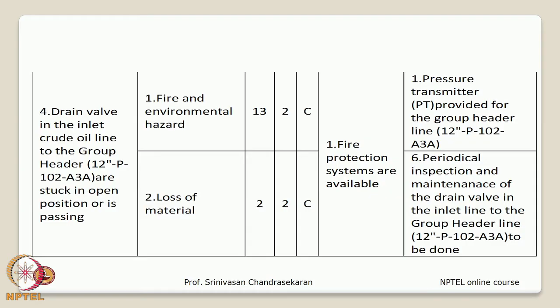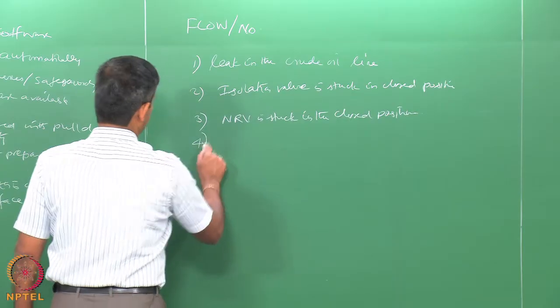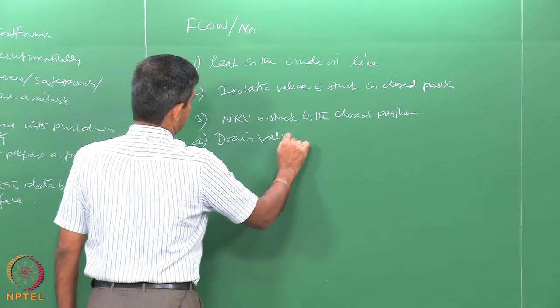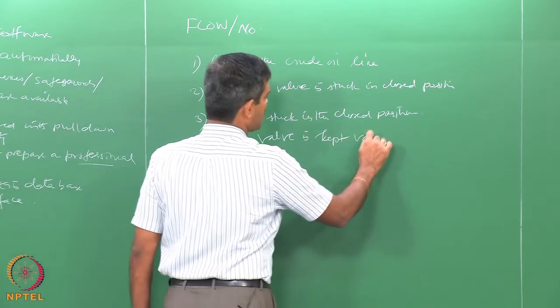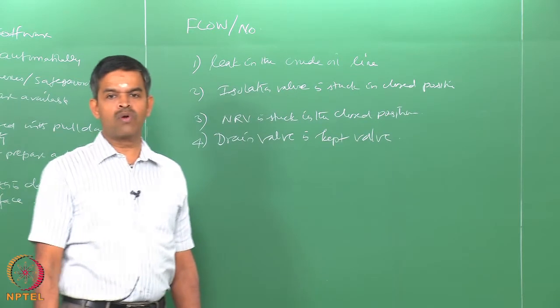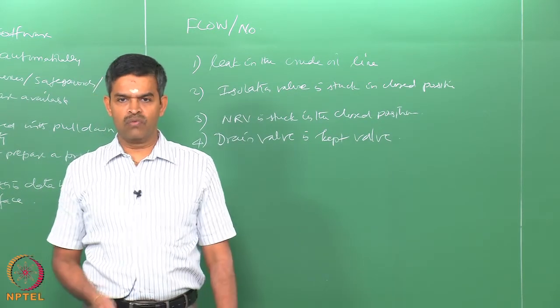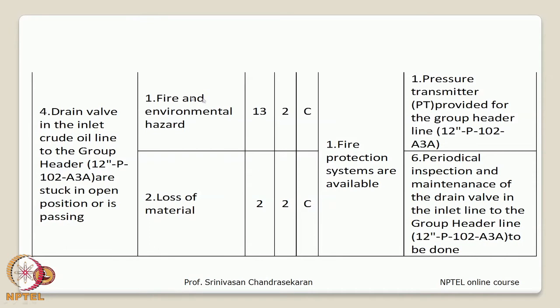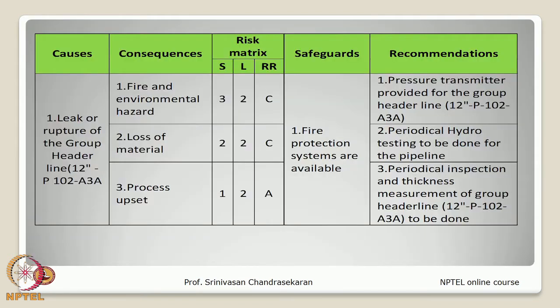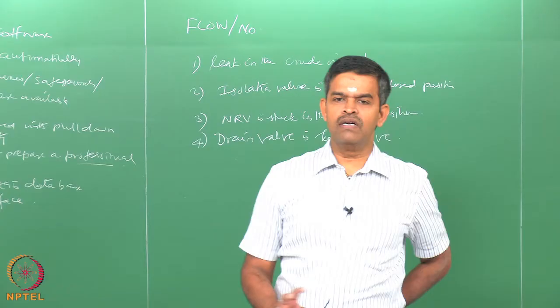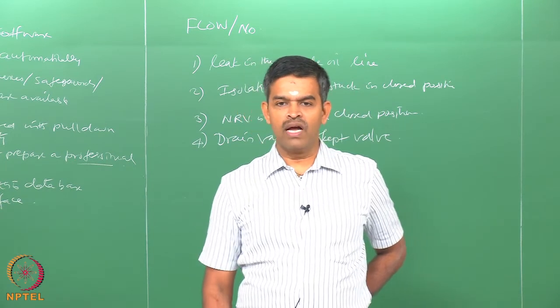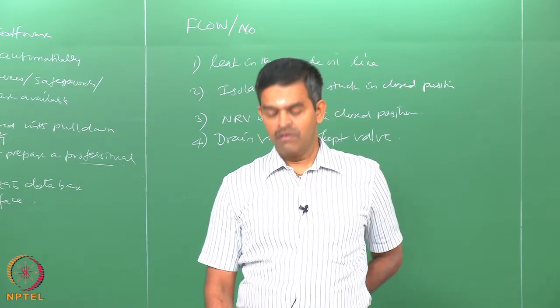Similarly, the fourth cause could be the drain valve in the inlet crude oil pipe stuck in open position, or it is passing. So, the fourth could be the drain valve is kept open. The moment the drain valve is kept open, there will be no flow in the line, because whatever crude oil you pump from the header will all go through the drain valve. Now, this can result in fire and environmental hazard. The moment you see fire and environmental hazard here, it gets the same number as you see from here. Okay. So, there is a very interesting self generated facility available in a software, and that is one of the main advantages if you use the software for Hazop writing.